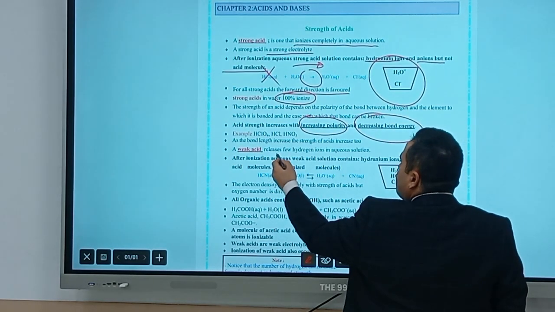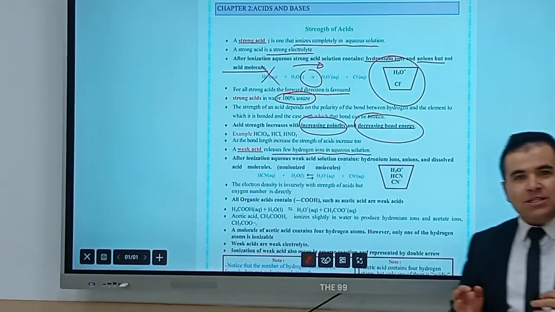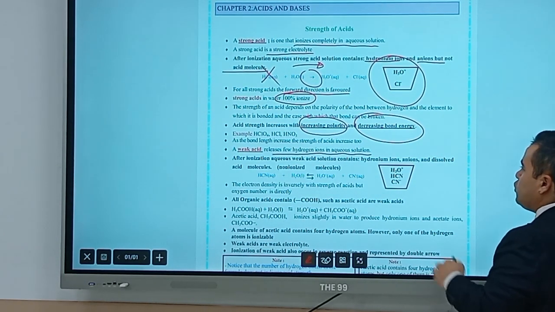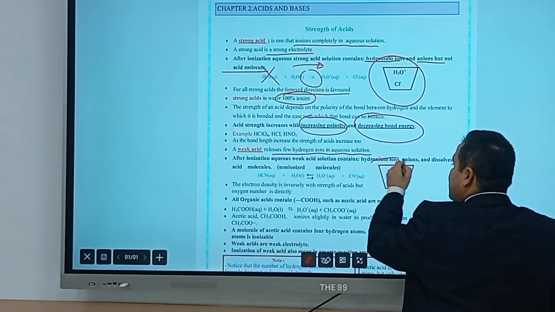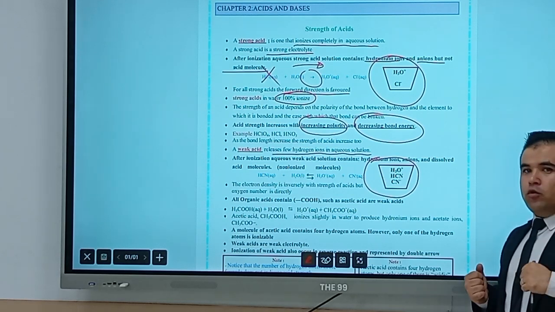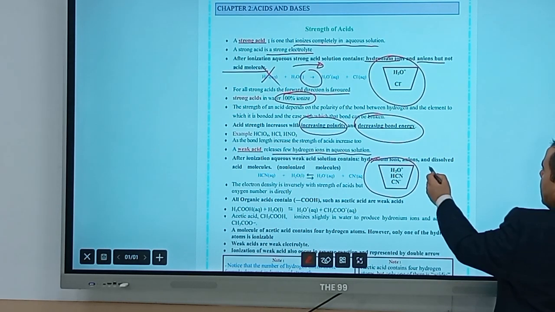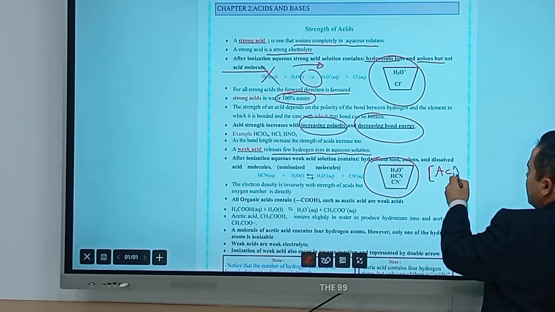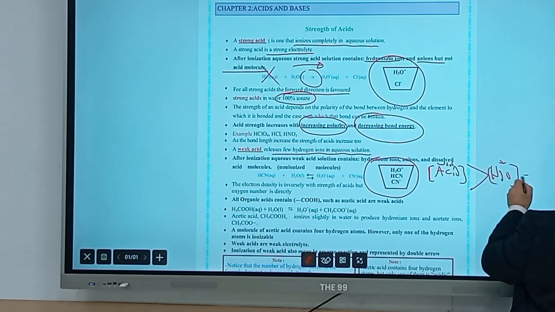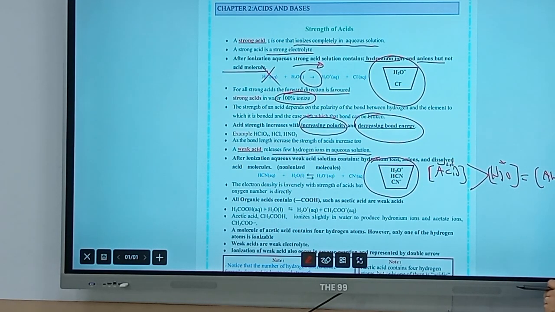A weak acid releases few hydrogen ions in aqueous solution. Unlike the strong acid, the weak acids partially ionize in the solution. That's why they release lower amount of the ions in the solution. The solution of the weak acid, guys, contains hydronium, the acid itself, and the anion. But which one in higher concentration? Of course, the acid itself, the concentration of the weak acid, we mean, is higher than the hydronium, and the hydronium equals the anion. Why? Because they are almost produced the same.